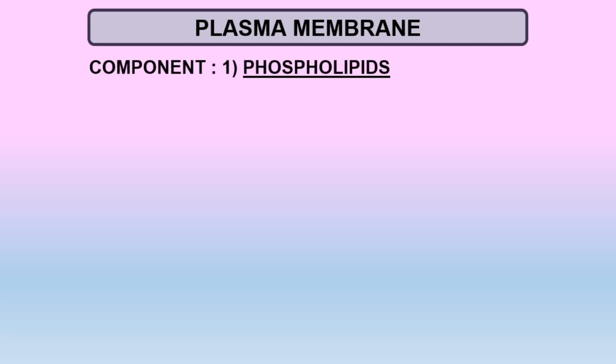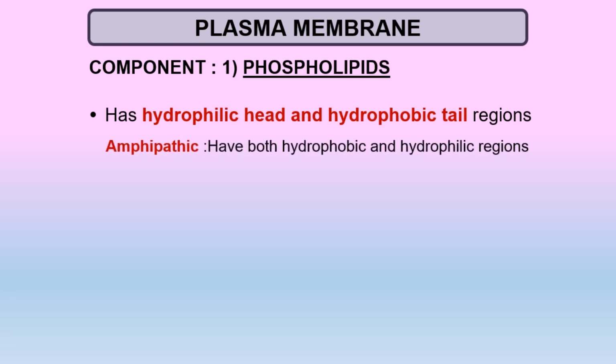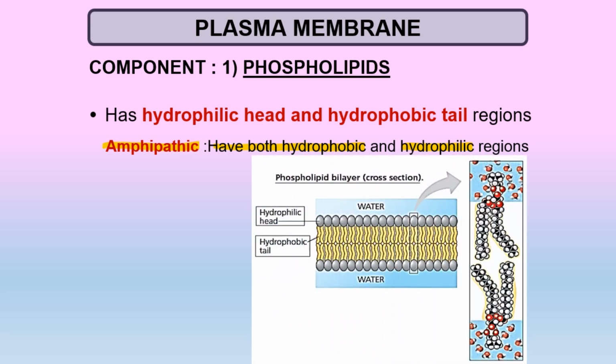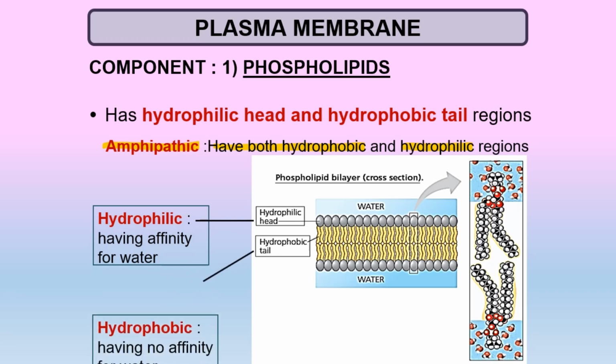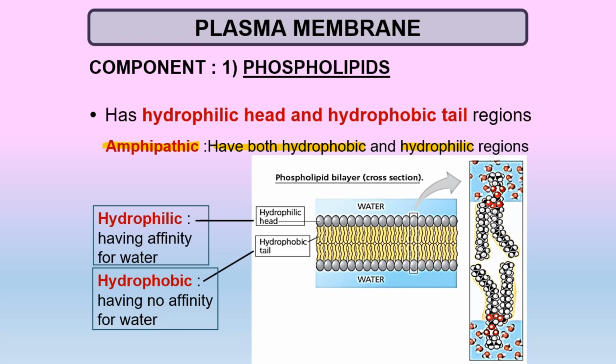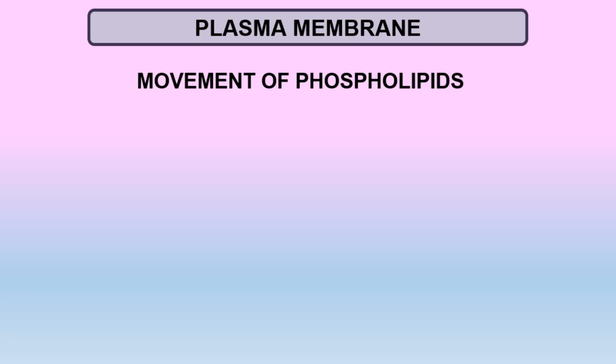Component of plasma membrane is phospholipids, which has hydrophilic head and hydrophobic tail regions. Also known as amphipathic, which have both hydrophobic and hydrophilic regions. There are two movements of phospholipids.